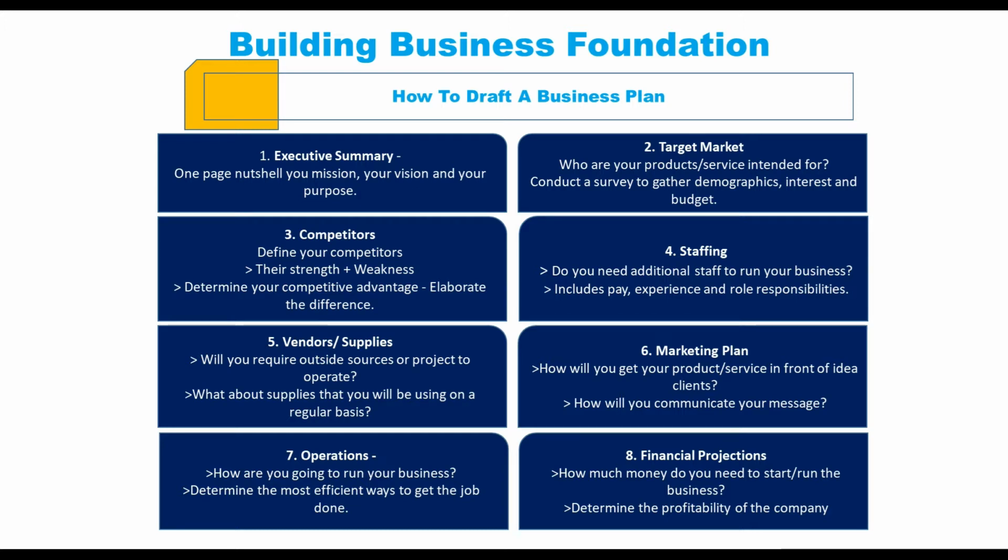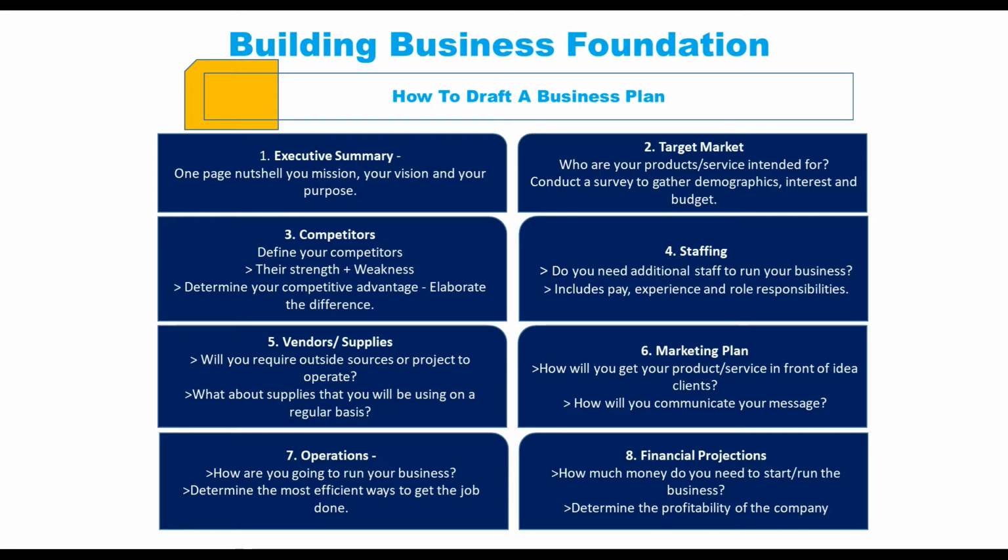Number six is marketing plan. How will you get your product or service in front of ideal clients? That's not idea, it's supposed to be ideal clients. How will you communicate your message? Number seven, operation. How are you going to run your business? Determine the most efficient way to get the job done.